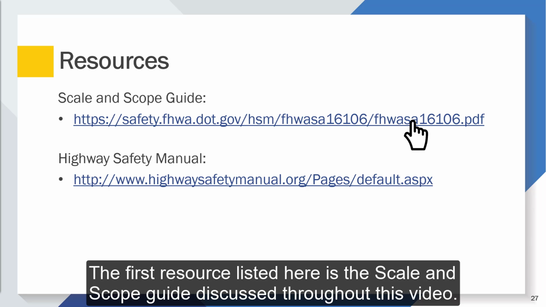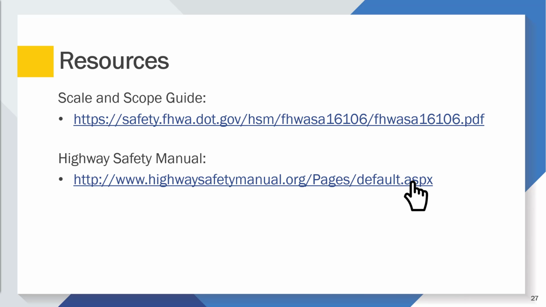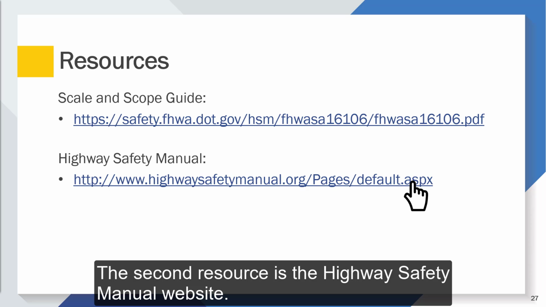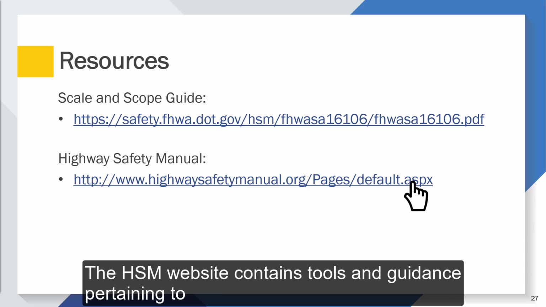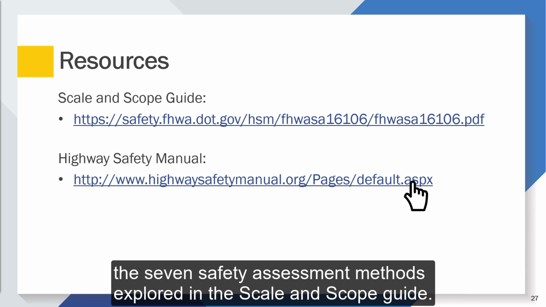The first resource listed here is the Scale and Scope guide discussed throughout this video. The second resource is the Highway Safety Manual website. The HSM website contains tools and guidance pertaining to the 7 safety assessment methods explored in the Scale and Scope guide.